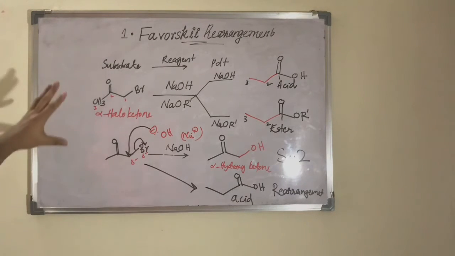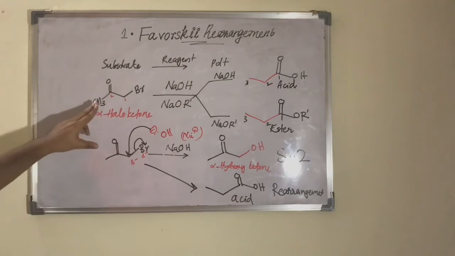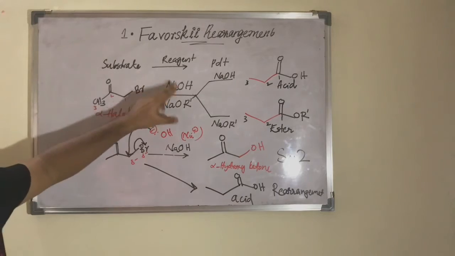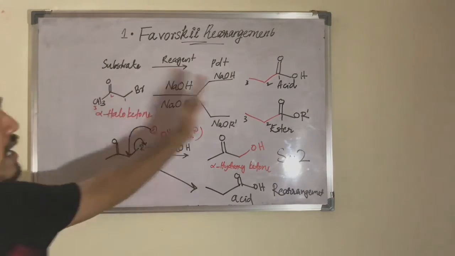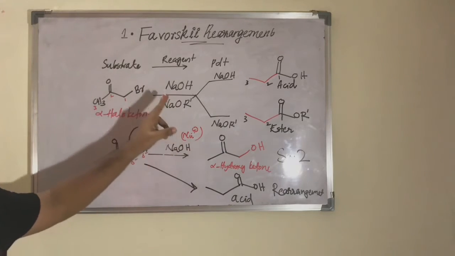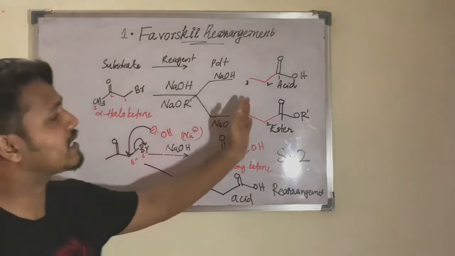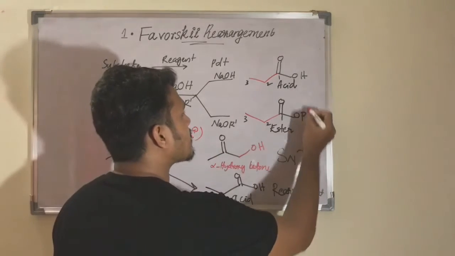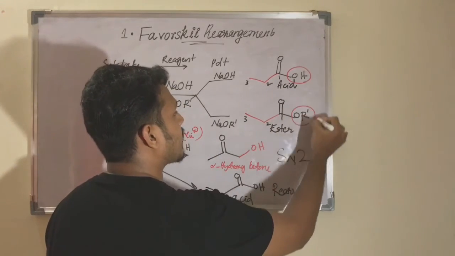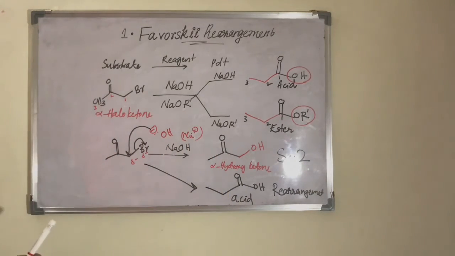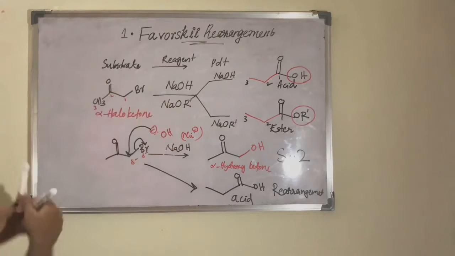So I repeat, the starting material for this reaction is alpha haloketone. When you treat this alpha haloketone with sodium hydroxide, you will end up with the carboxylic acid. When you treat it with sodium alkoxide, you will end up with the corresponding ester. You just replace OH by OR dash, and all other things are the same. Clear? This is the key point of this reaction.